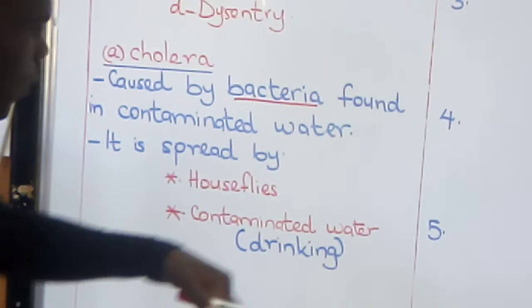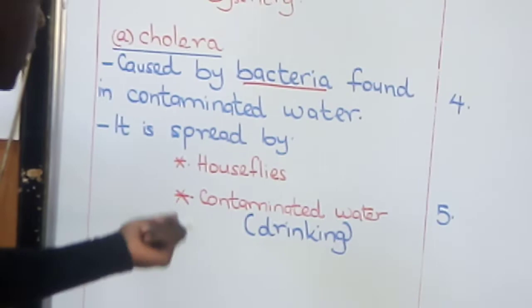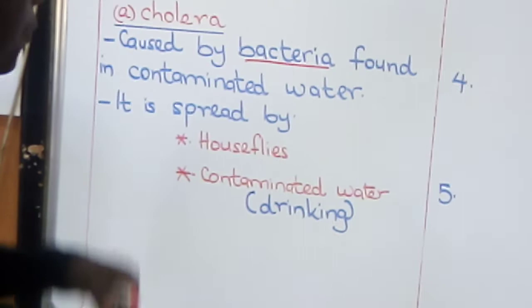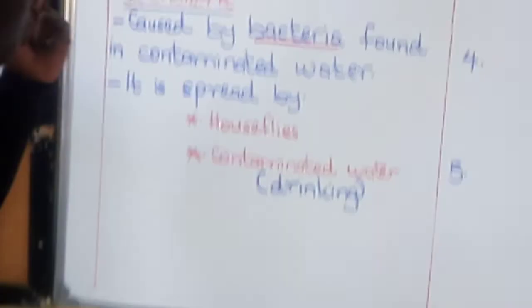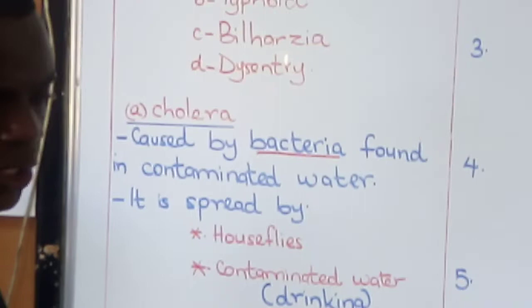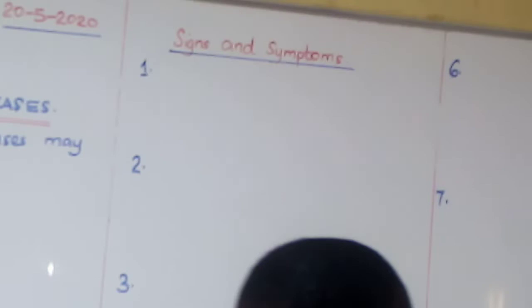It's spread by houseflies or from food to food. It's also spread by drinking contaminated water. When you drink contaminated water, you can be infected by cholera. So it's spread in two ways: houseflies and drinking contaminated water. Let us quickly look at the signs and symptoms of cholera.